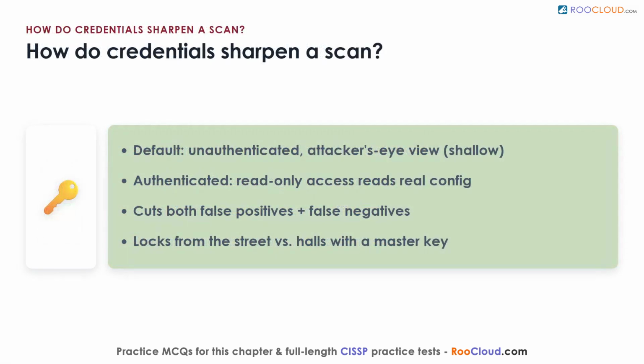How do credentials sharpen a scan? By letting the scanner log in and look from the inside. By default, scans run without credentials, testing a system the way an outside attacker would. That view is useful, but it is also shallow, and it produces more false alarms. Give the scanner read-only access, and it can read the actual configuration, confirm real versions, and cut down on both false positives and false negatives. An unauthenticated scan checks the locks from the street. An authenticated scan walks the halls with a master key.